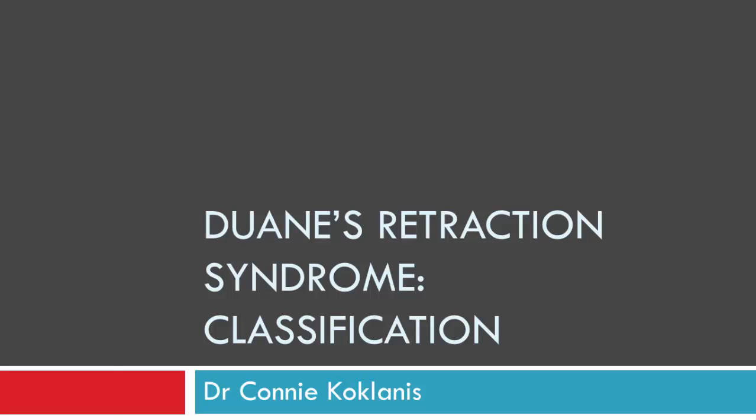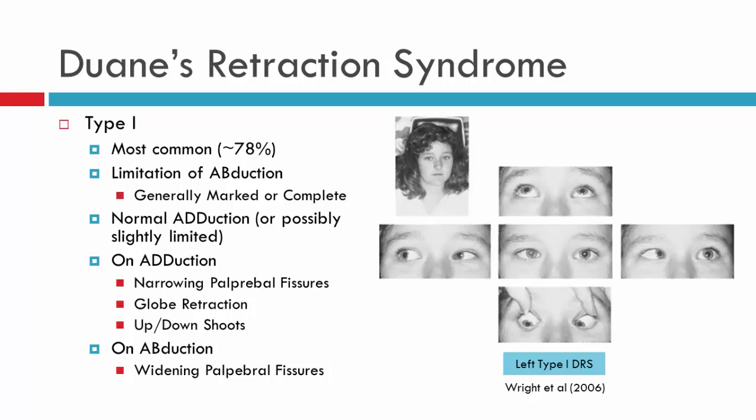Okay, let's get started. There are three types of Duane's retraction syndrome and we'll move methodically through each of these, commencing with type 1. So type 1 is actually the most common of all the DRS or Duane's retraction syndrome. And in this patient, we see limitation of abduction. And it could either be complete, so a -4, or it could be partial, in which case you might see -2 or 3.